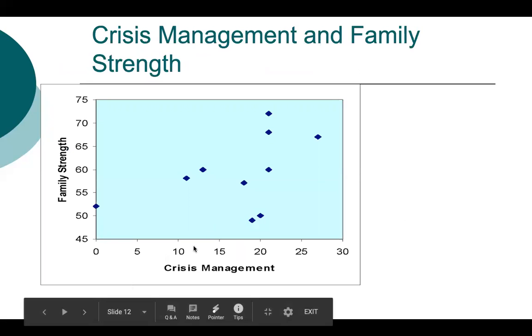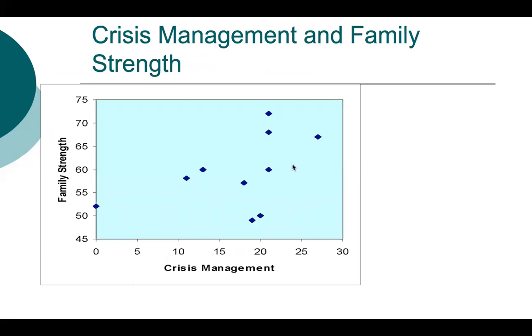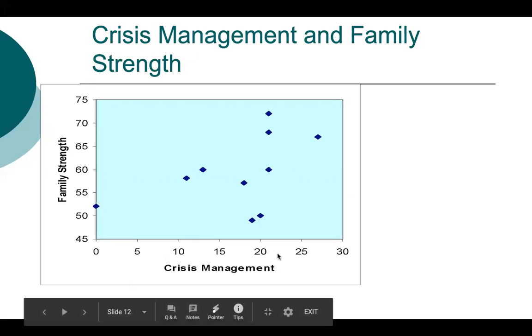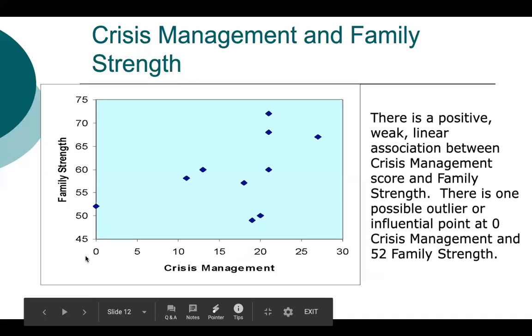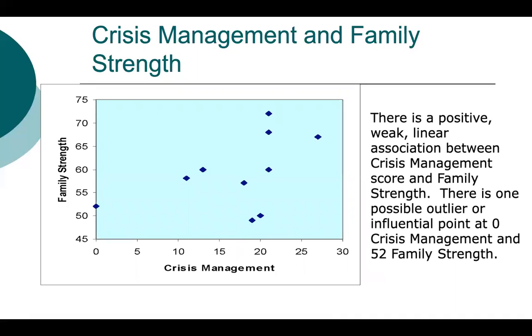Okay, let's look at an example right here. Here I have this data. Crisis management is the explanatory variable. Family strength is the response. This was from an experiment done. And I would say there is a positive weak association between crisis management score and family strength. And there is one possible outlier at 0 crisis management and 52 family strength.